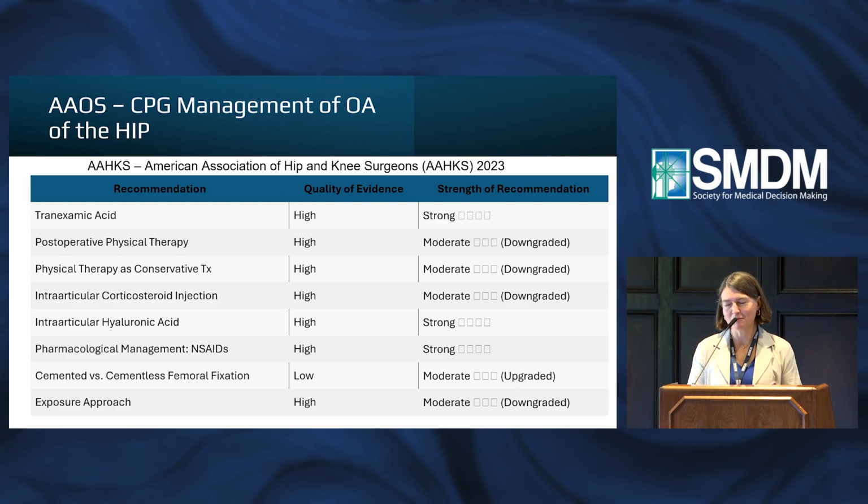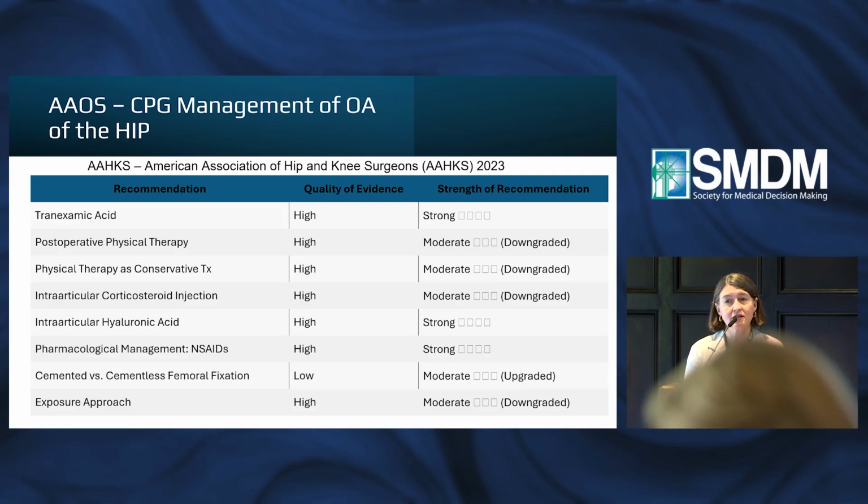Anyway, we'll move on. All right, so the first one was tranexamic acid. This is for bleeding, and the quality of evidence was high, and the strength of the recommendation was strong. And then we also have the recommendation for postoperative physical therapy. Again, the quality of evidence was high, but the strength of the recommendation was moderate and downgraded.